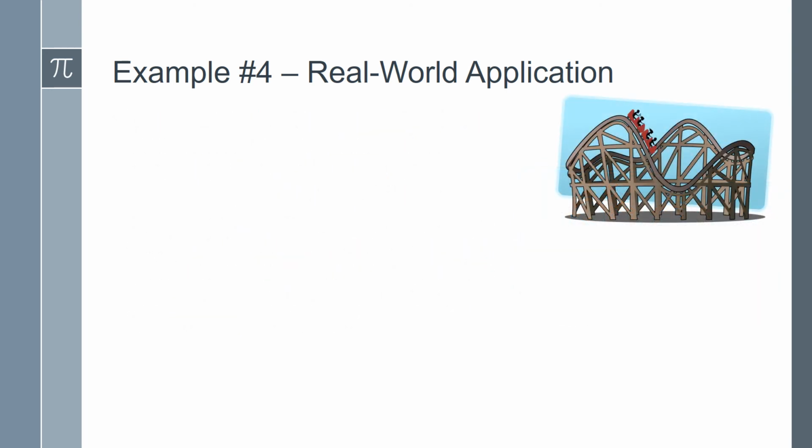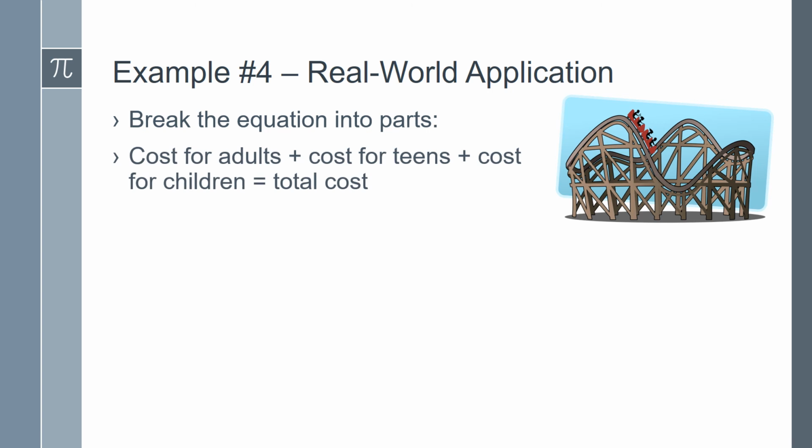The easiest way to turn this word problem into a mathematical expression is to break it into parts. If we find the cost for all of the adults, plus the cost for all of the teenagers, plus the cost for all of the children, we will find the total cost. The mathematical expression looks like this. $12 times 4 adults, plus $10 times 3 teenagers, plus $6 times 5 children.